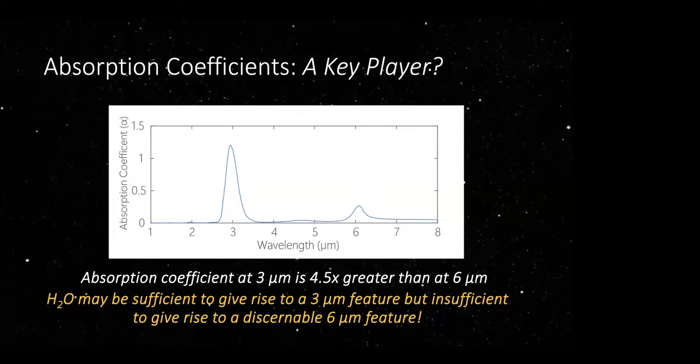So it could be potentially that we have enough water in our samples or on our samples to give rise to a 3 micron feature, but we don't have enough hydration or water to give rise to a discernible 6 micron feature. So the water's there, but we can only see it at the 3 micron wavelength region and not at 6 microns.